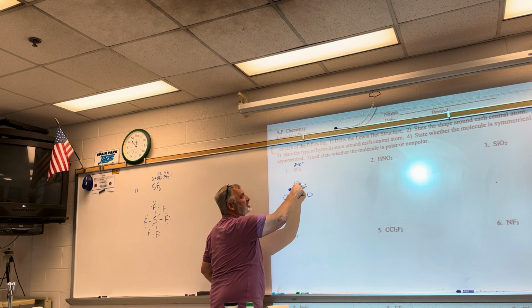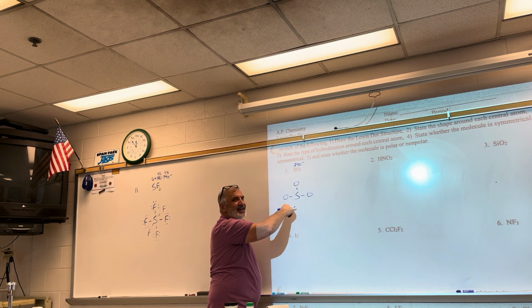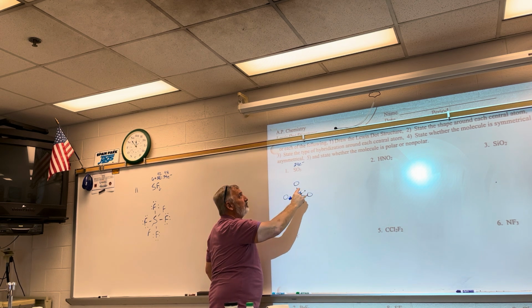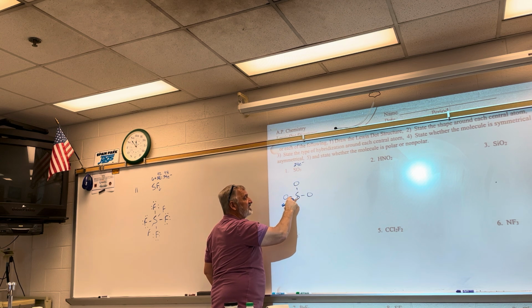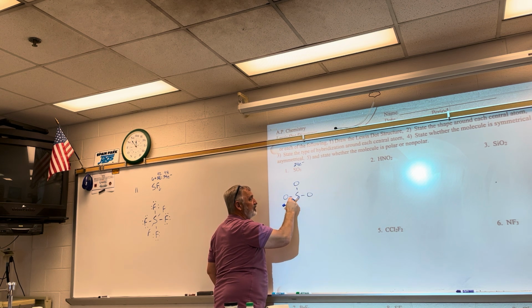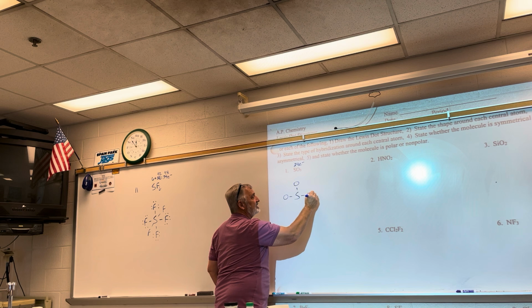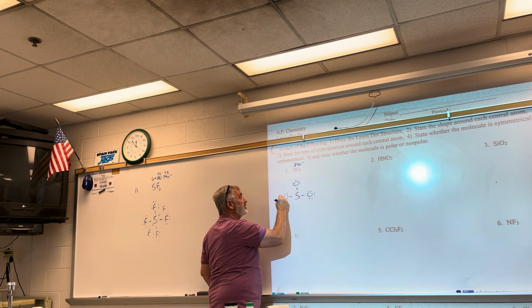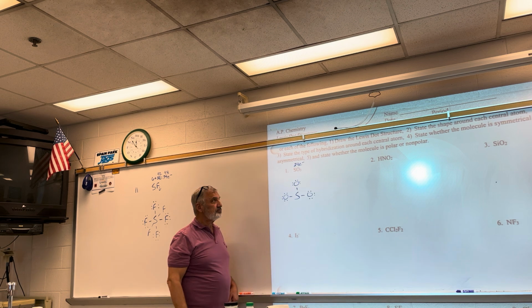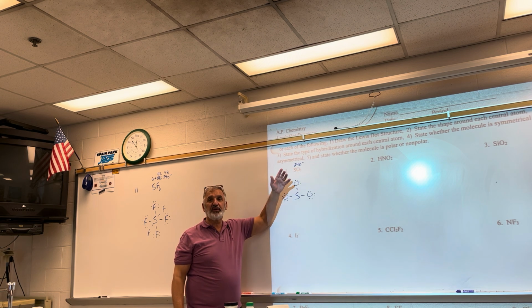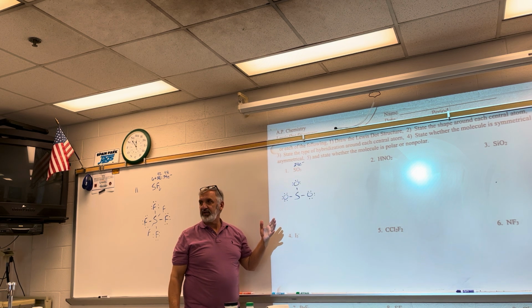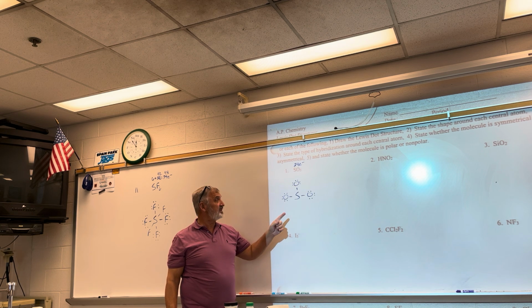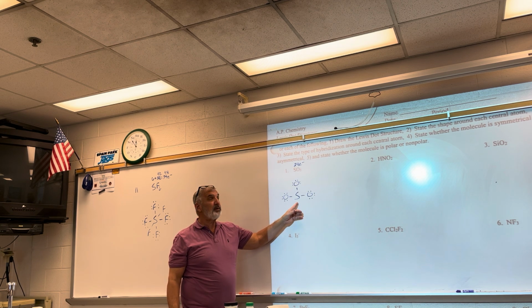Now we begin step 3, filling the octets on the peripheral atoms with lone pairs. Each line represents 2 electrons. So I have 2, 4, 6, 8, 10, 12, 14, 16, 18, 20, 22, 24. I've used up all my electrons. Now what's the issue here? Sulfur does not have a filled octet, but we're out of electrons.